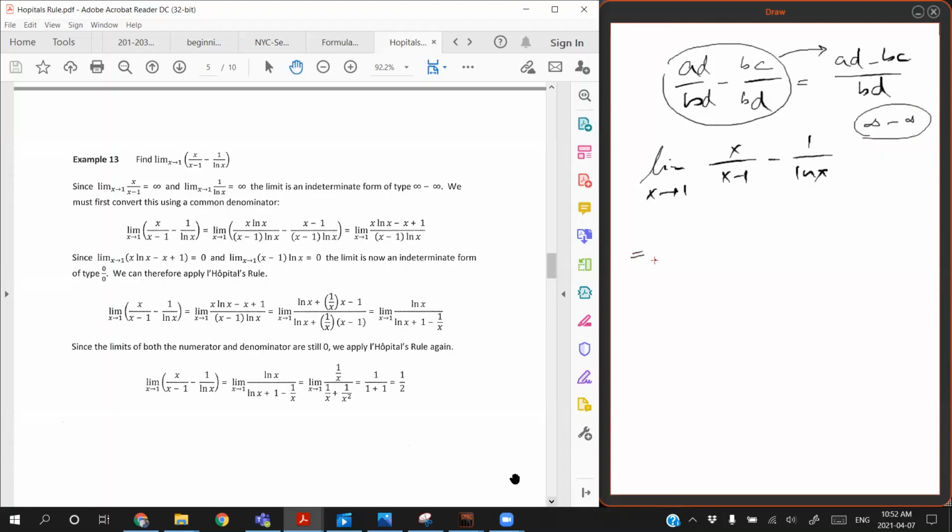So let's do that. We get limit as x approaches 1. At the bottom, we have x minus 1 times ln of x. On top, I'm going to have x times ln of x minus 1 times this. So it's going to be minus x plus 1. Any questions so far?